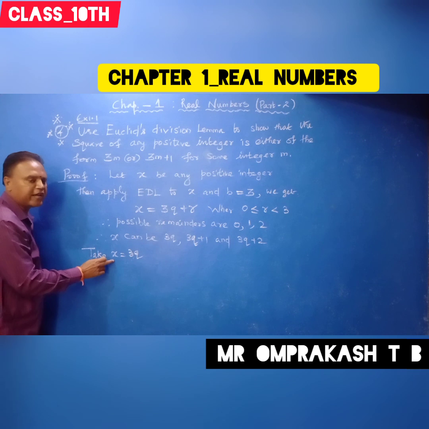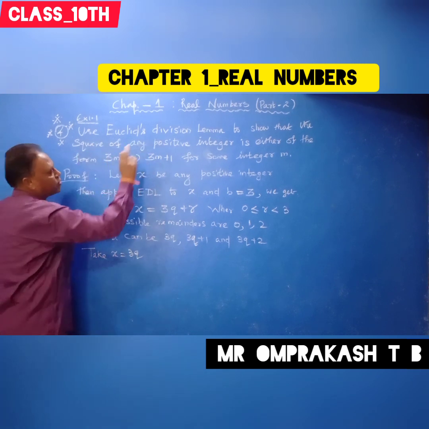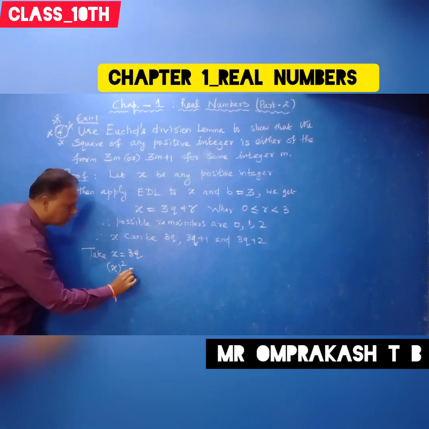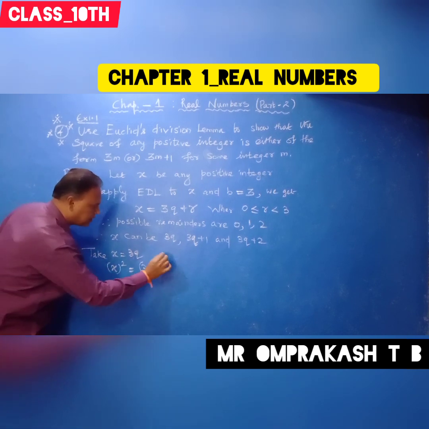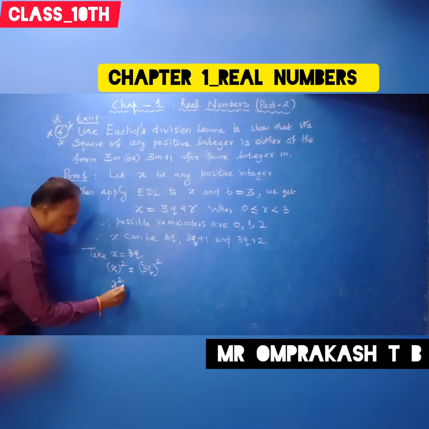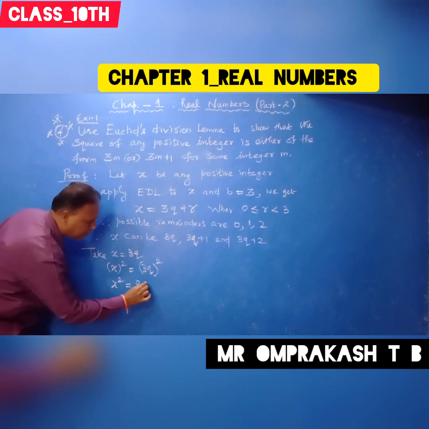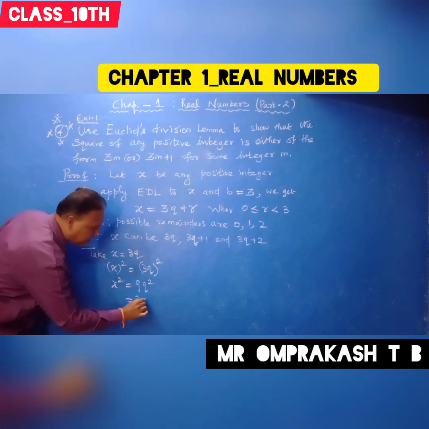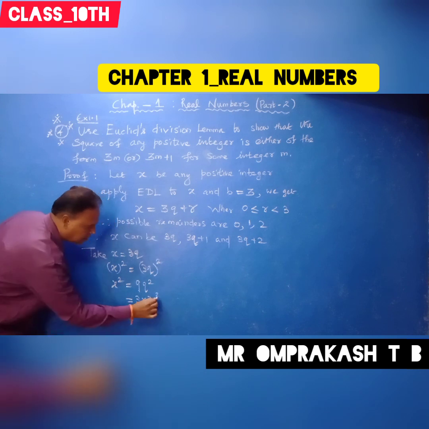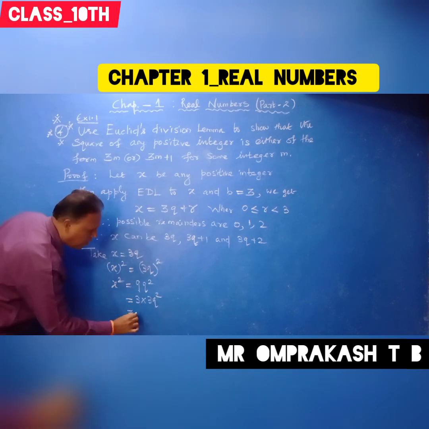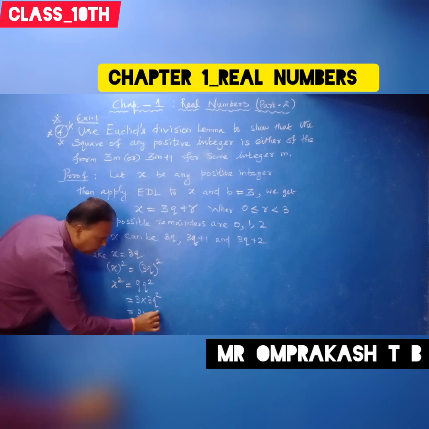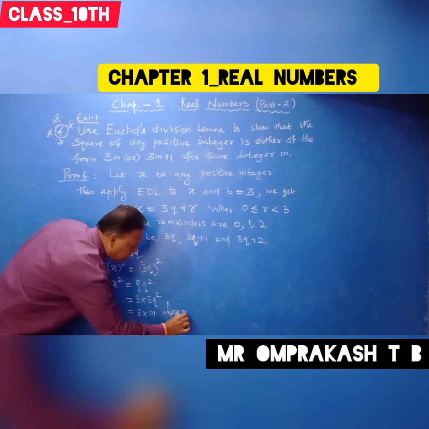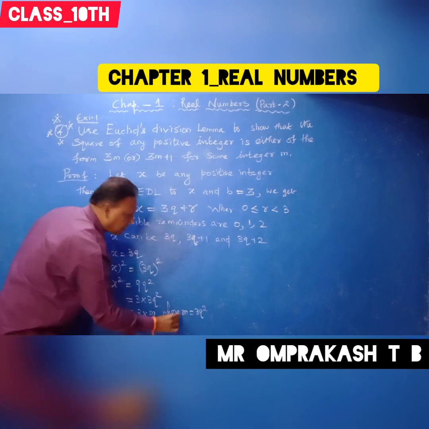Now we have to take the square, because we have to find out the square of a positive integer. Therefore squaring both sides, x square equals 3q the whole square, right? Therefore x square is equal to 9q square. Now this 9 can be written as 3 into 3q square. That is nothing but 3 into m, where m is 3q square.